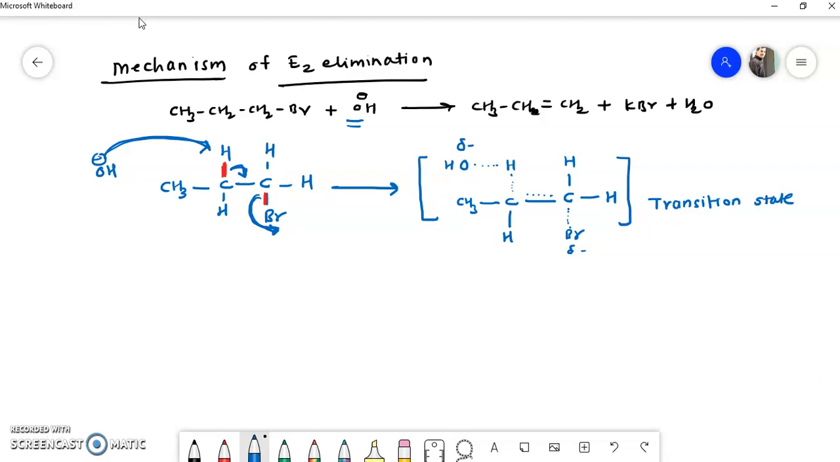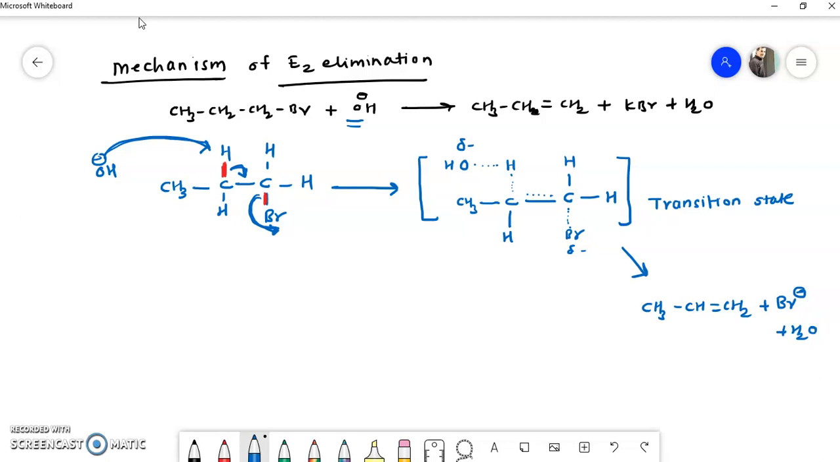Transition state. See what is happening: simultaneous processes, meaning abstraction of proton, shifting of this bond, and removal of bromine take place simultaneously, and finally we get the product CH3 CH double bond CH2 plus Br minus plus H2O. So this product we get. So this is the mechanism of this reaction.